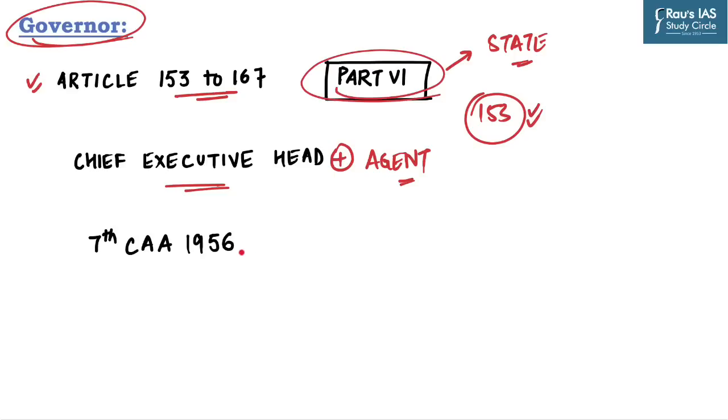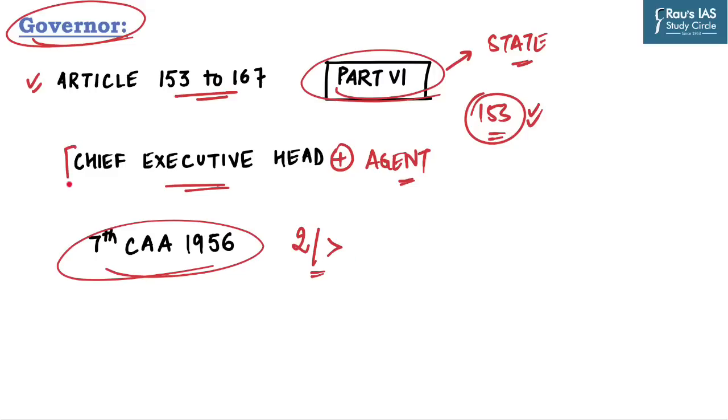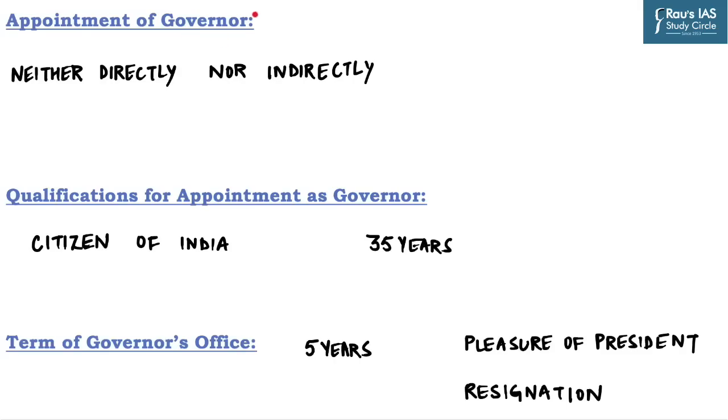Further, there is a provision in the Constitution that there will be a governor for each state. But the 7th Constitutional Amendment Act has facilitated the appointment of the same person as governor for 2 or more states. So this was the basics about governor, the constitutional provisions and what role he plays in the state executive. Now we will analyze the appointment of governor.